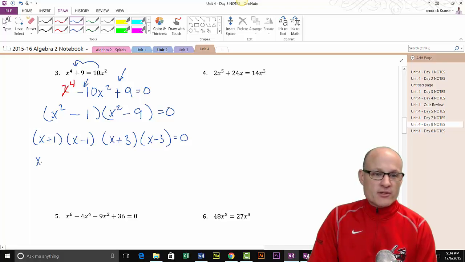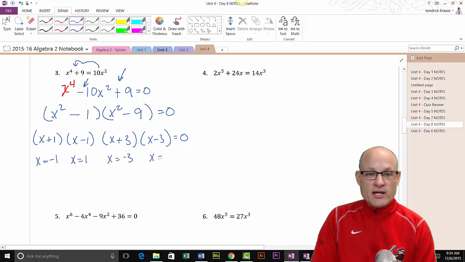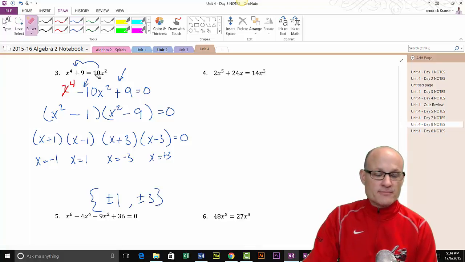This gives me x equals negative 1. This gives me x equals positive 1. This gives me x equals negative 3. And this gives me x equals positive 3. So my answers are plus and minus 1, plus and minus 3. I don't know why I just wrote another 3. Let me do it a different way.